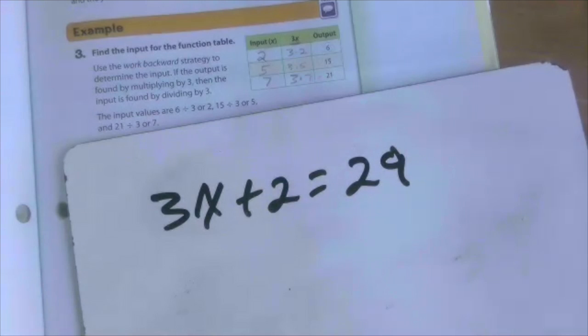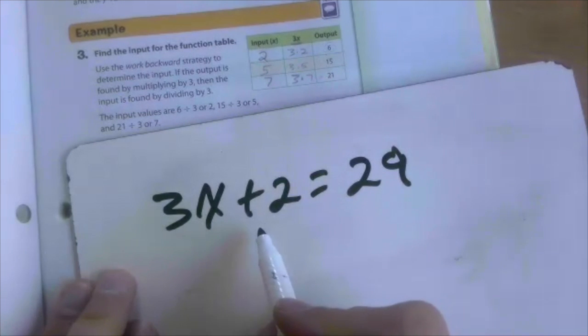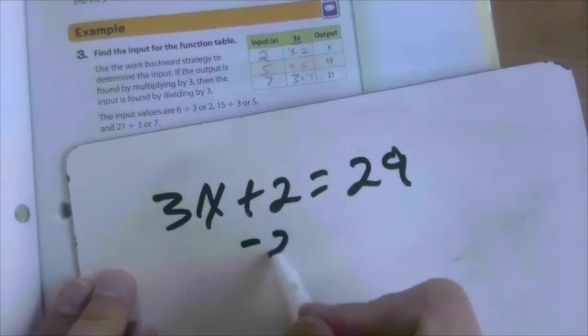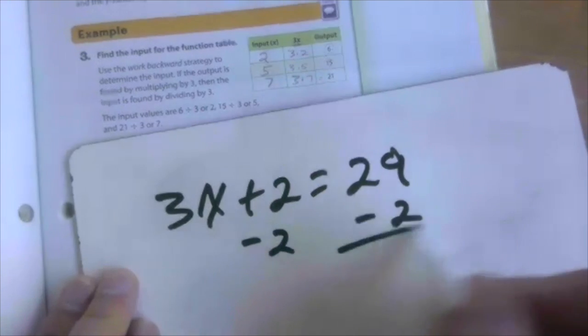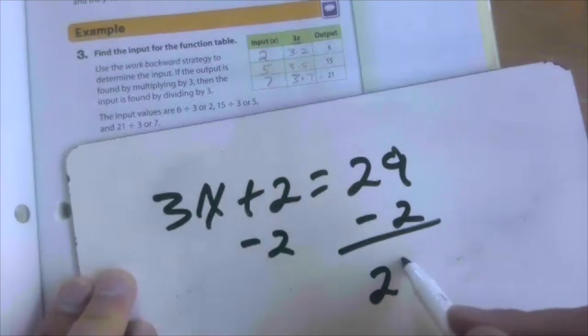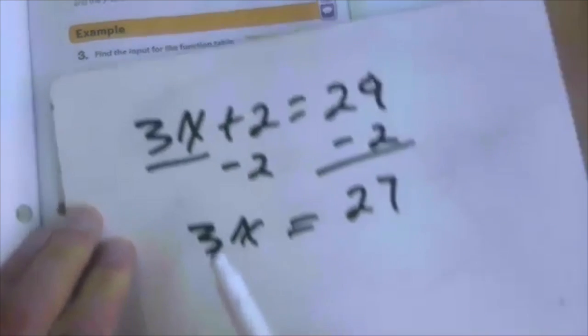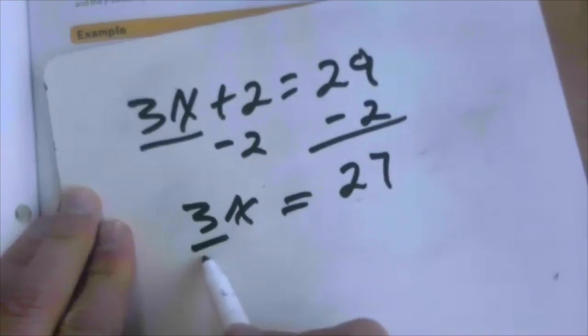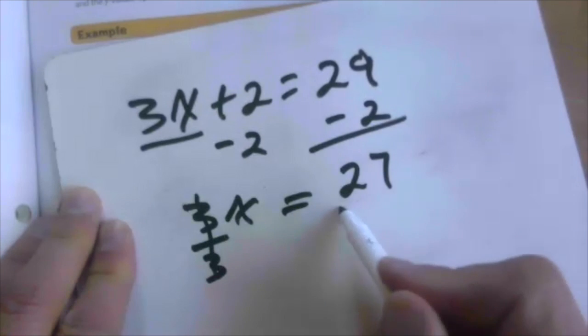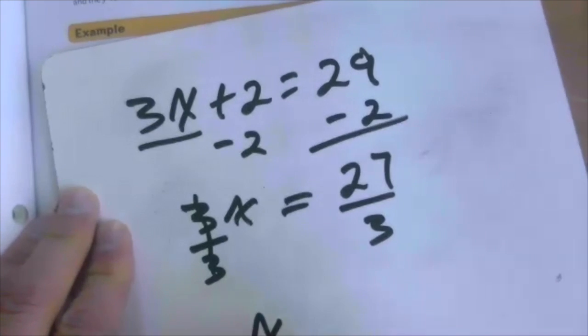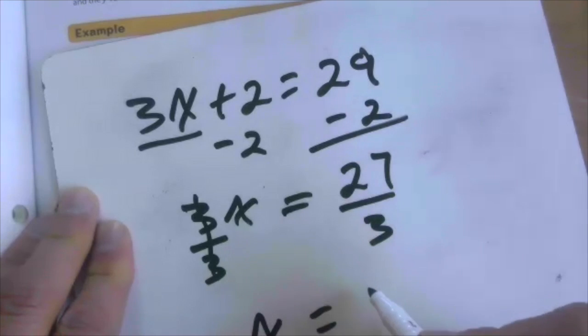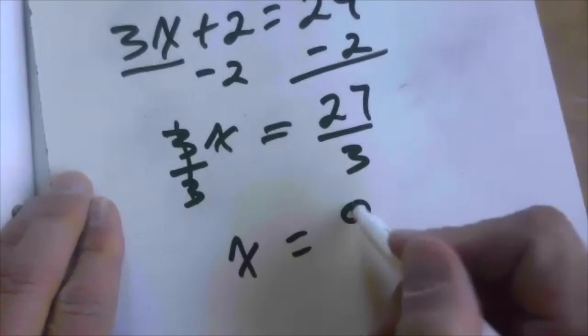Ready? Pause. All right, did you figure it out? Well, let's try. We want to first get rid of the plus 2. We do that by doing a minus 2 and a minus 2. 29 minus 2 is 27. And so we bring the 3x down. 3x equals 27. We want to get rid of that times 3. So we divide by 3. That cancels out. Divide by 3. So now we have x equals 27 divided by 3, which we all know is 9.